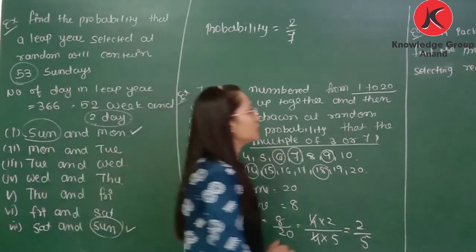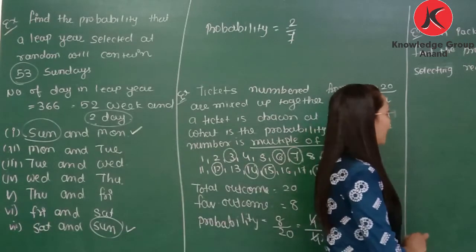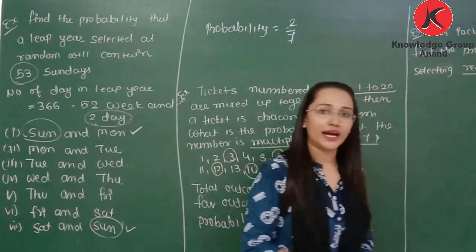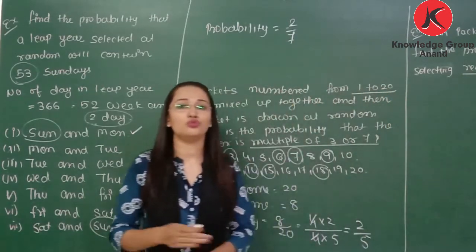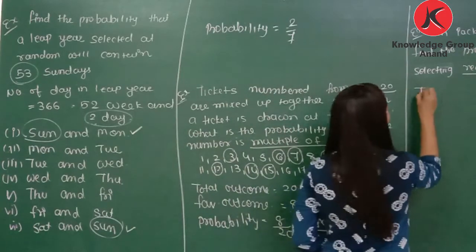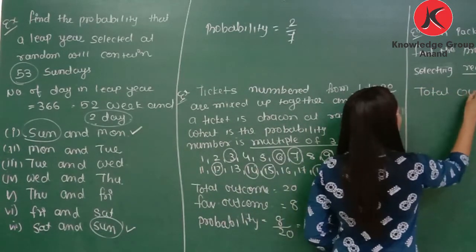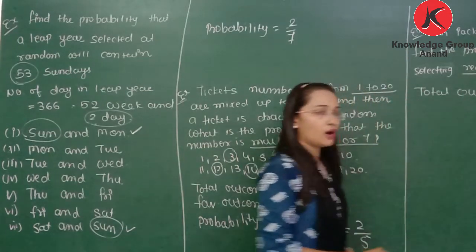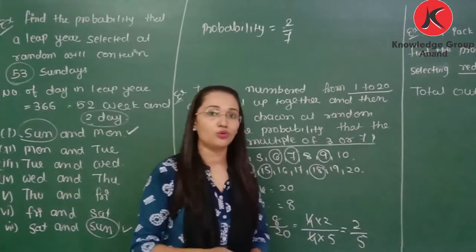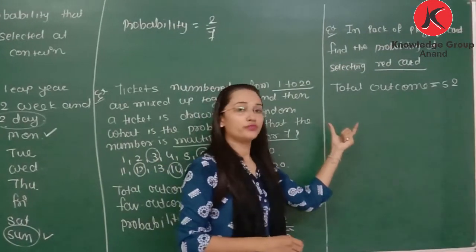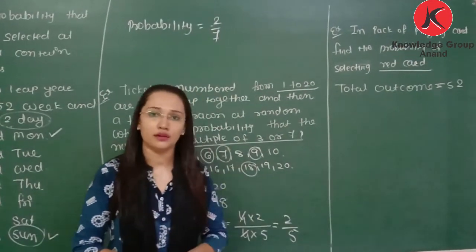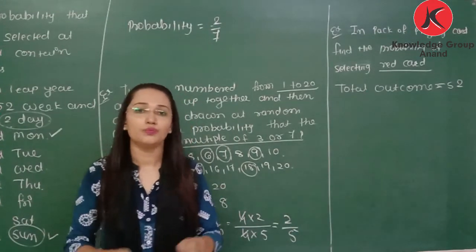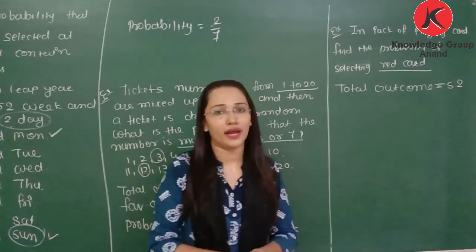Clear? Now next, in a pack of playing cards, find the probability of selecting a red card. How many cards are there in a pack? There are 52 cards. So total outcome will be 52. Now how many red cards do we have? We have 2 groups of 13, that will be diamond or heart. So total 13 plus 13 is 26 cards that are of red color.